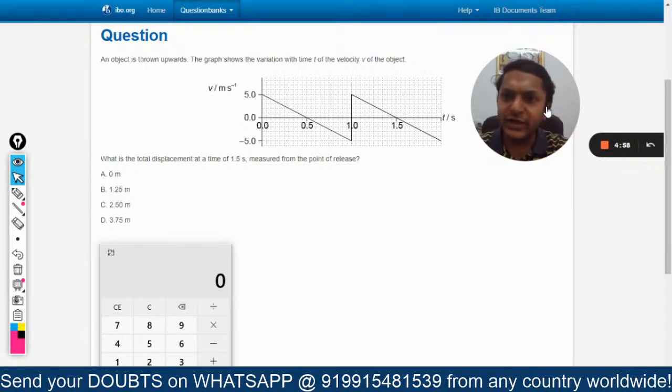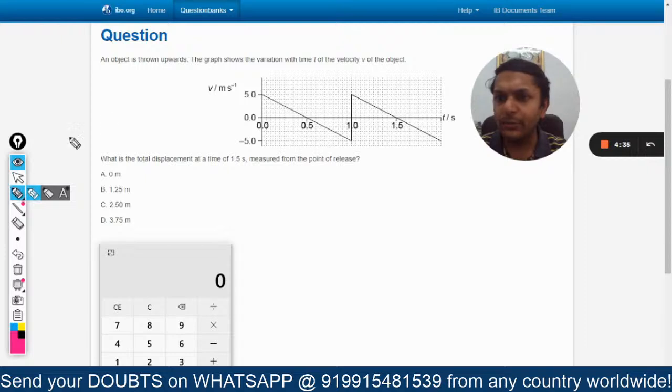Okay, an object is thrown upwards. The graph shows the variation with time t of the velocity v of the object. Okay, and there's the graph. What is the total displacement at a time of 1.5 seconds measured from the point of release?